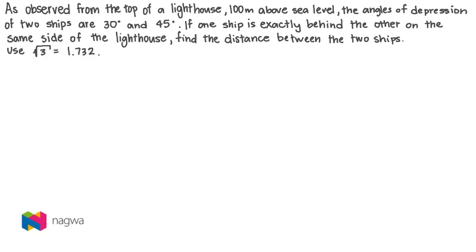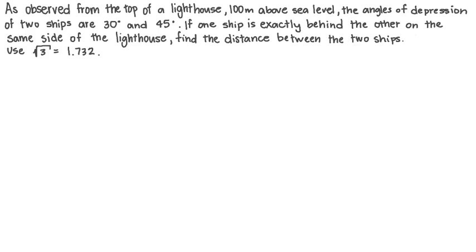As observed from the top of a lighthouse, 100 meters above sea level, the angles of depression of two ships are 30 degrees and 45 degrees. If one ship is exactly behind the other on the same side of the lighthouse, find the distance between the two ships. Use the square root of 3 is equal to 1.732.